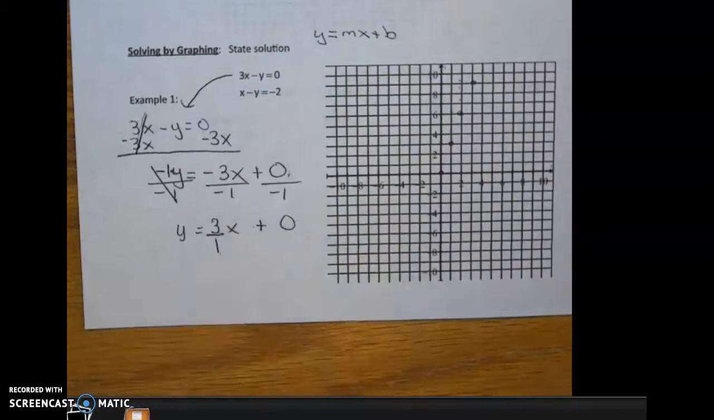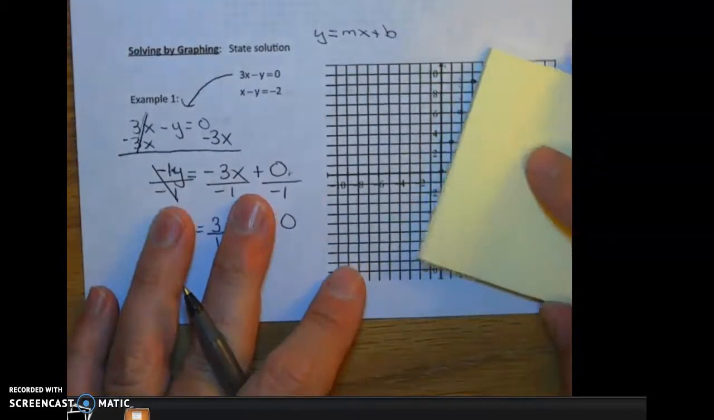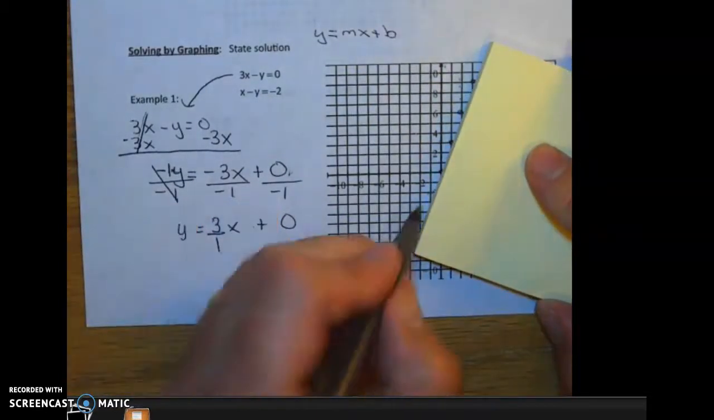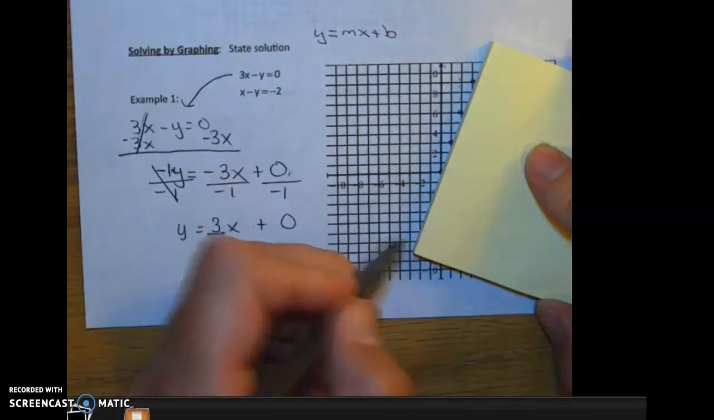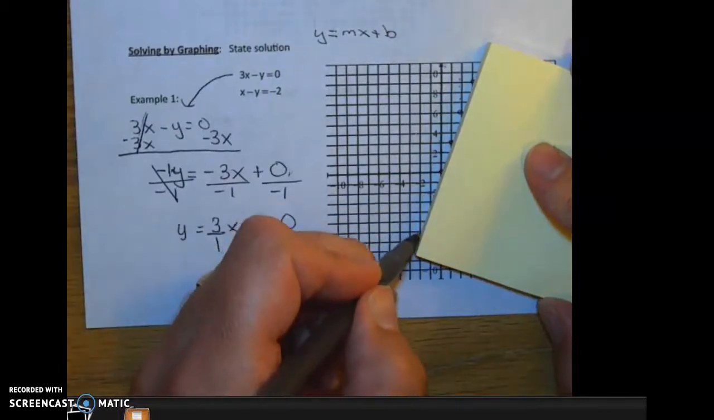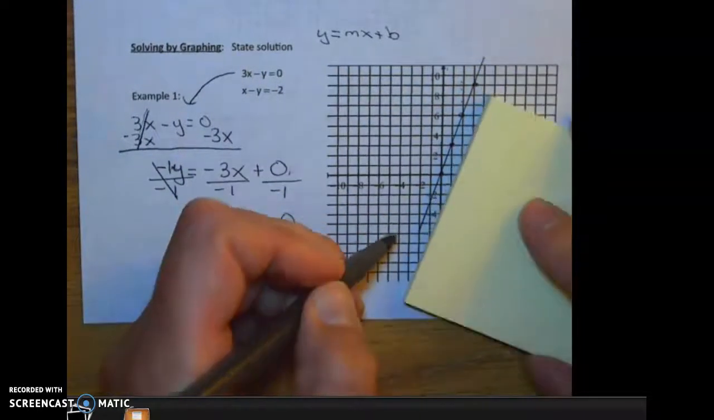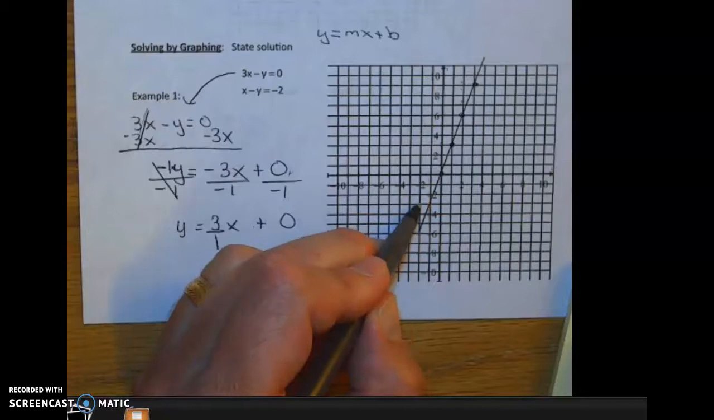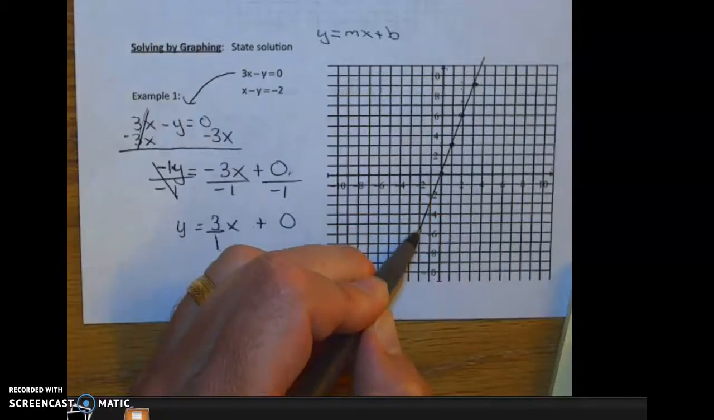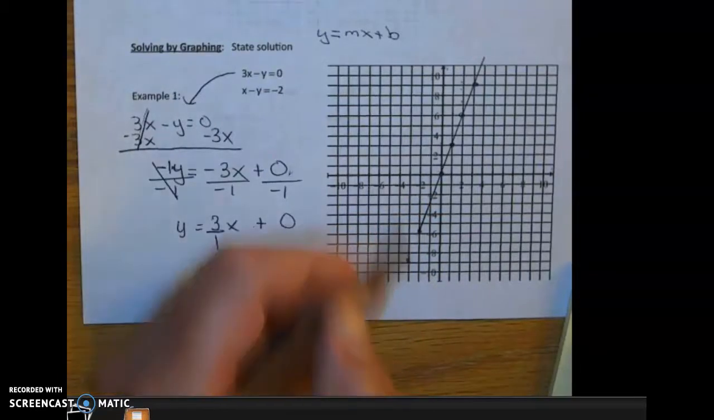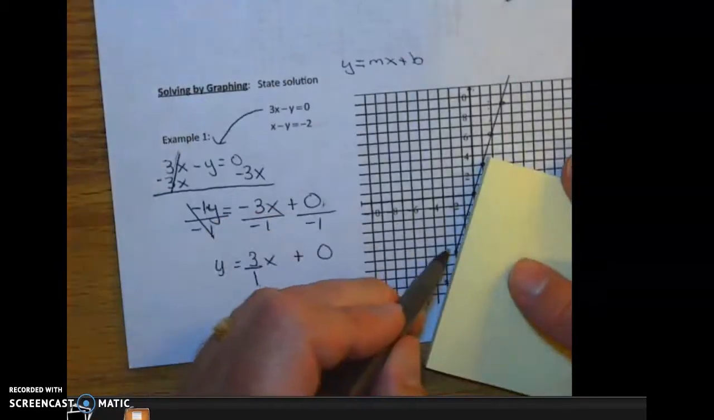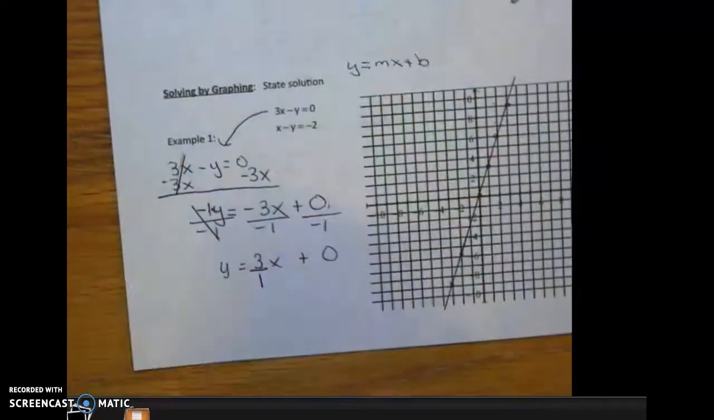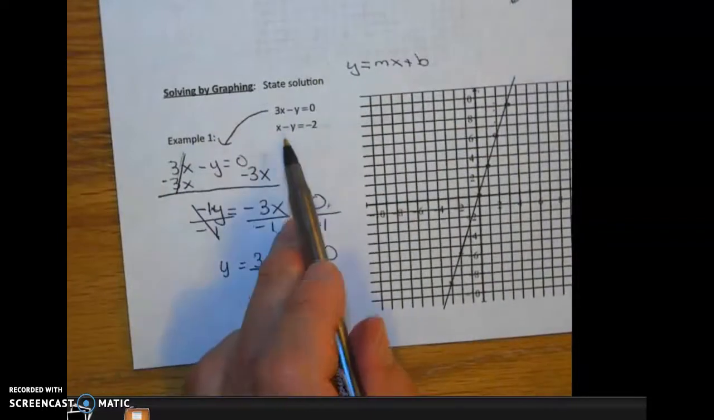Then find yourself a straight edge. The more points you can plot, the straighter this line is going to be. Okay. All right, now we have to do this one.